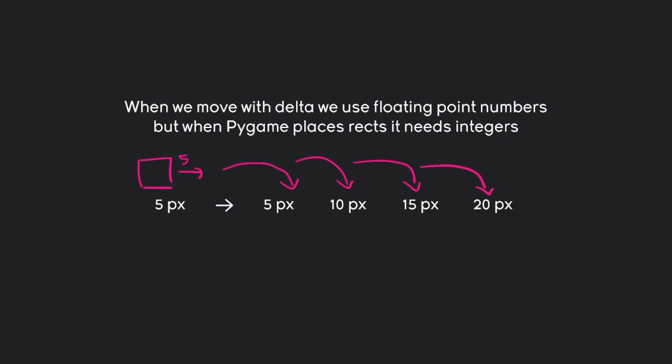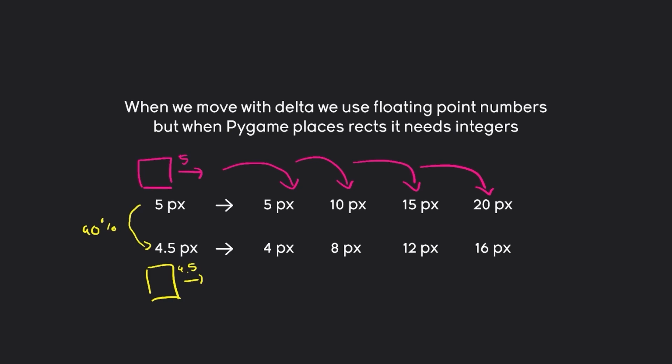Now, where the system does break down is when we have a floating point number, let's say 4.5. So technically, this should be 90% of the original speed. So this is also a rectangle that we want to move to the right by 4.5 pixels. The problem is now, when we use this pixel information on a rectangle, pygame always has to place a rectangle in an integer position because it's pixel information. And as a consequence, this 4.5 would be truncated, meaning that this 0.5 would be omitted. And as a consequence, when we move it by 4.5 pixels, we would only get 4 pixels, and then our next frame we would get to 8 pixels, then to 12 pixels, and then to 16 pixels.